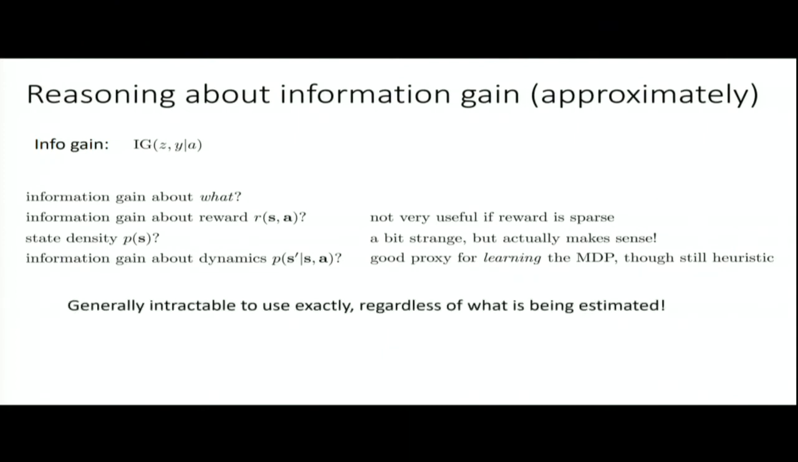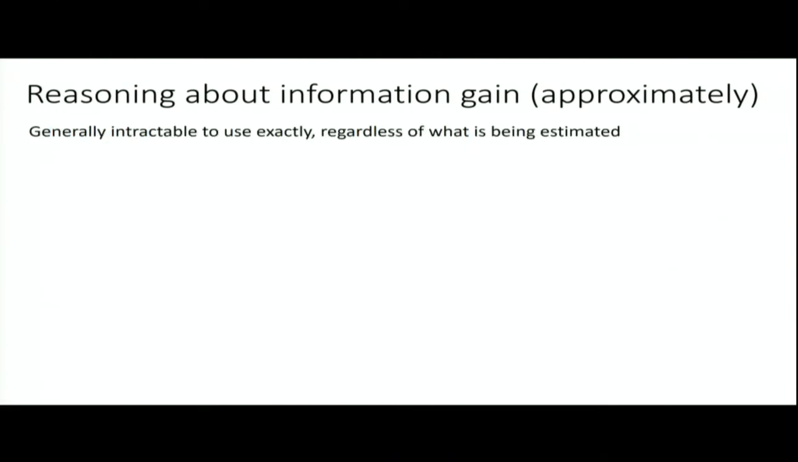OK, so regardless of what we choose here, it is generally intractable to use information gain directly, regardless of what is being estimated. But there are a number of approximations that we can use. So a few approximations. One simple approximation is what's sometimes referred to as prediction gain. Prediction gain is not information gain, but it's a heuristic that kind of approximates it.